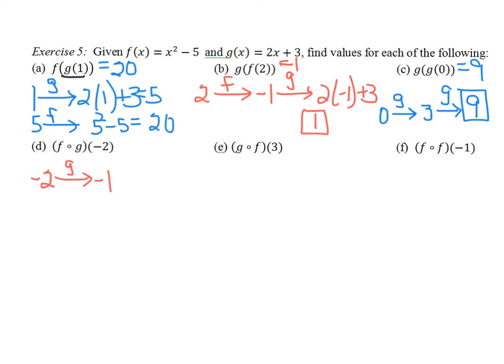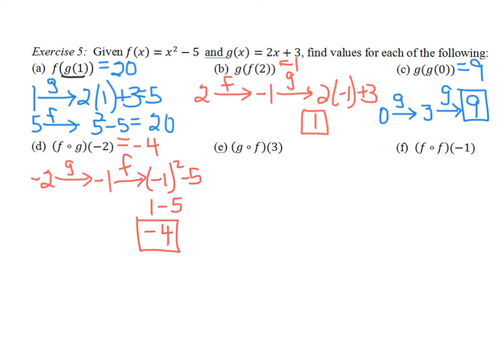Then we go to our next outside function here, which is going to be our function f. We use negative 1 as the input using the function f. This gives me negative 1 squared minus 5. Negative 1 squared is 1. 1 minus 5 gives me a final answer of negative 4. So this composition would have an answer of negative 4.